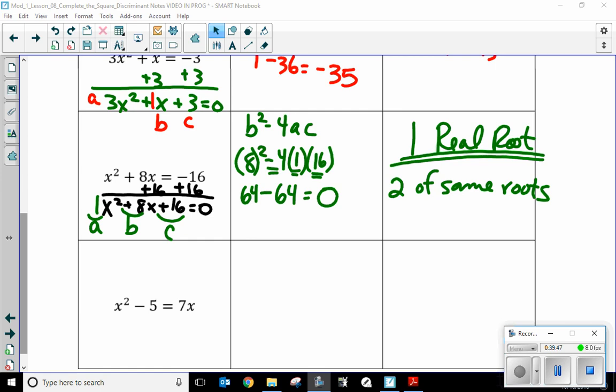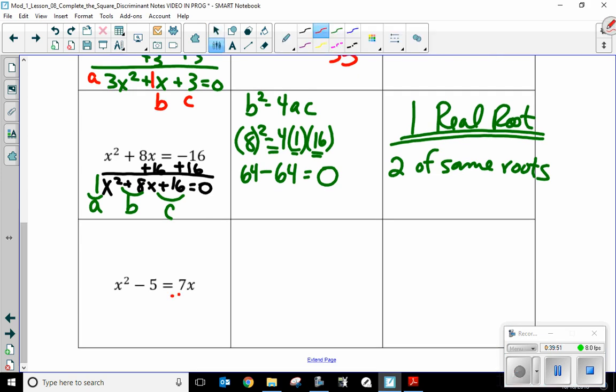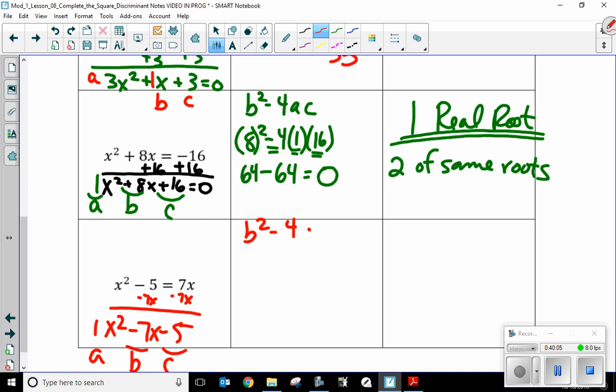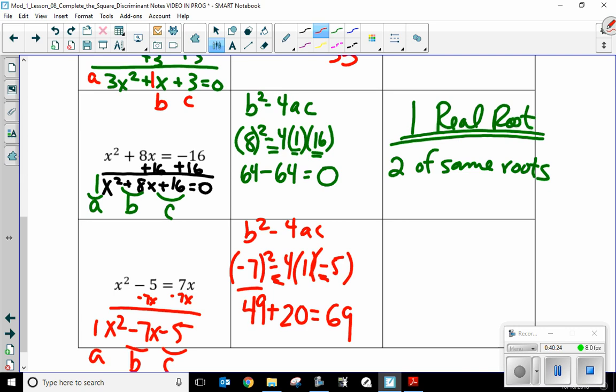And last but not least, if I subtract 7x, I have x squared minus 7x minus 5. My A is 1. My B is negative 7. My C is negative 5. So if I put this into the discriminant, negative 7 squared minus 4 times A, which is 1, times C, which is negative 5. This is 49 minus, well, a negative times a negative is positive, 20, 69. That is positive, so I know there's going to be 2 real roots. But is that a perfect square? No, it is not. So my 2 real roots are going to be irrational. Boom, there you go.